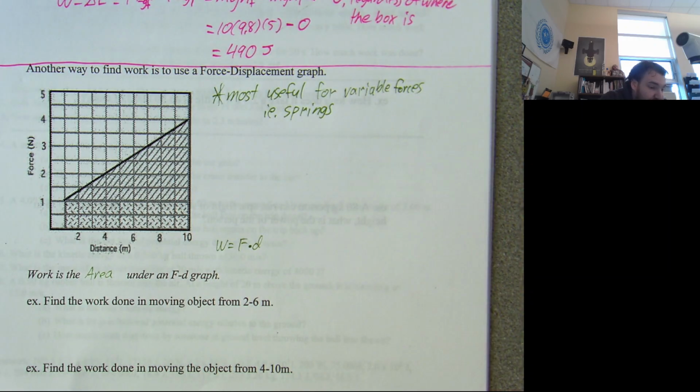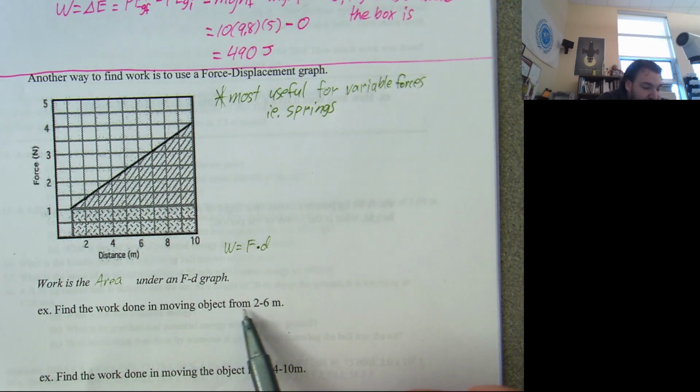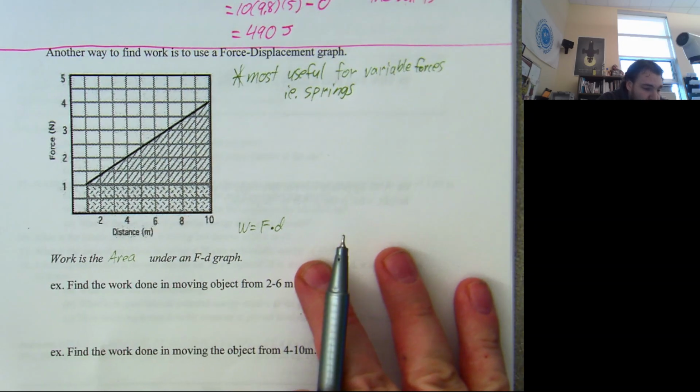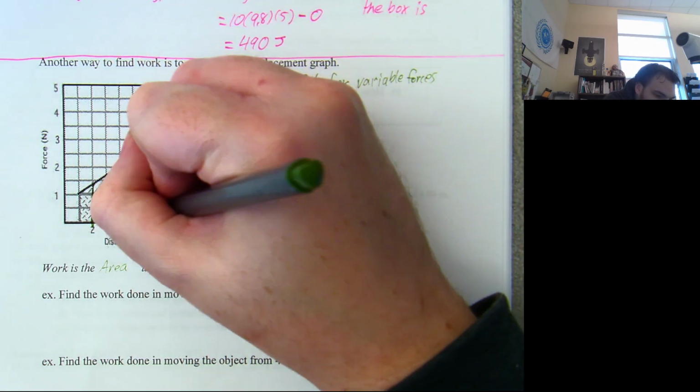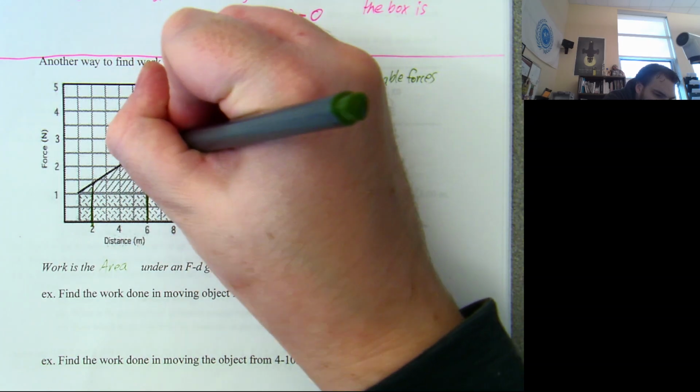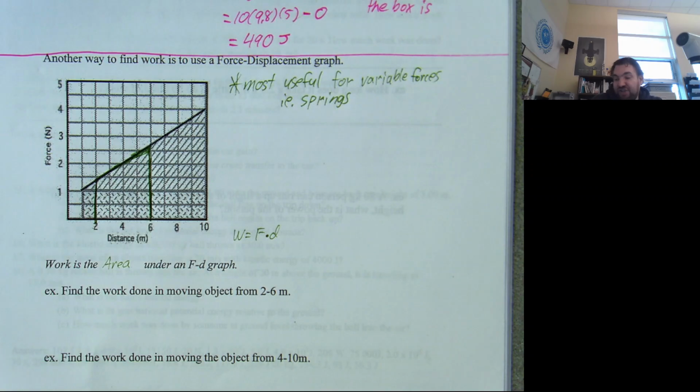So I'll just do two simple examples of this. If I want to find the work done moving an object from 2 to 6 meters, all I want to do is find this area, from the 2 meter mark to the 6 meter mark. What's the area of that shape? And we've done stuff like this before. When we were looking at displacement, velocity, acceleration graphs, to go from displacement to velocity, we found slopes. To go from velocity to acceleration, we found slopes. But to go the other way, from acceleration to velocity and from velocity to displacement, we were finding areas.